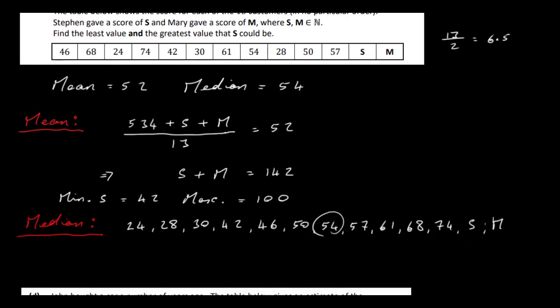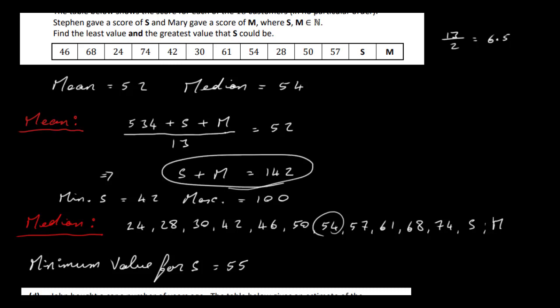So the minimum value, then my answer is, the minimum value for S has to be bigger than 54, so the next natural number, remember S has to be a natural number, the next biggest natural number is 55. Okay, so that's the minimum value for S. So if we just have a look at this here, okay, so we'll just have a look at S plus M equal to 142.